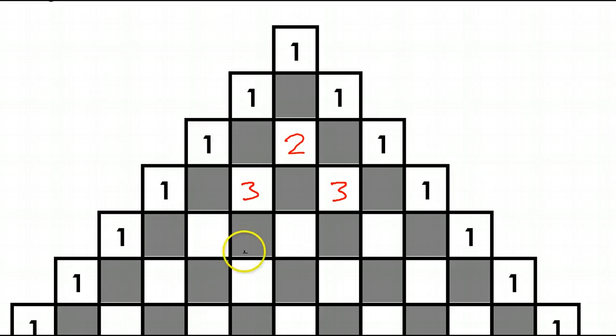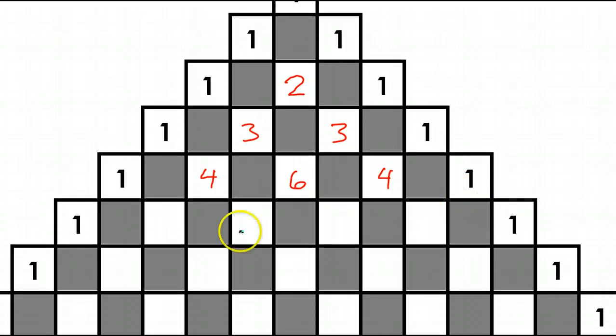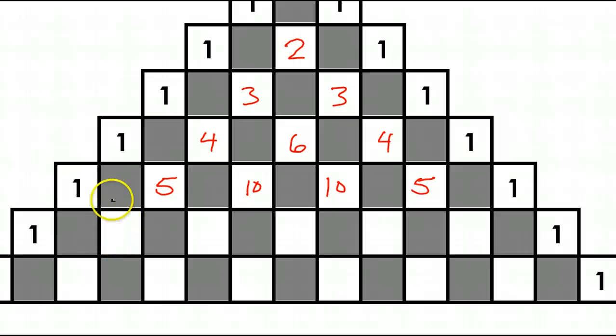1s on the ends. When we come down to this row, this is 1 plus 3 is 4. 3 plus 3 is 6. 3 plus 1 is 4. Alright, so this is how you complete Pascal's triangle. So of course here will be a 5. This will be 10, from the 4 and 6. Another 10 from the 6 and the 4. 4 plus 1 is 5. And you could do this however far you want to go.